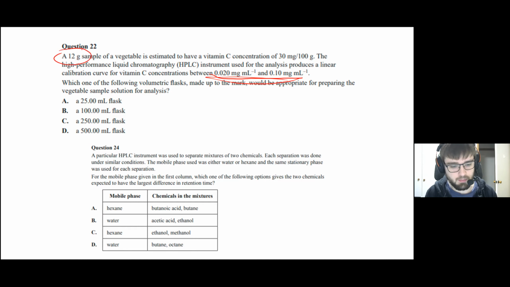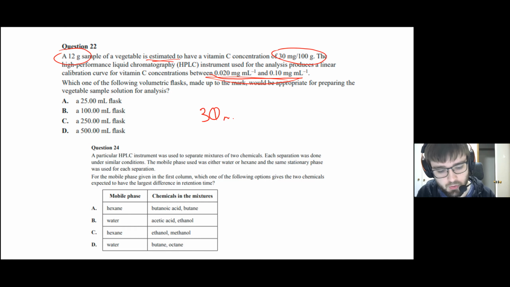So we have a 12-gram sample of a vegetable and we know that it's estimated that this is the case. So this is similar to when we were doing our titrations. We might estimate the volume that we need to add beforehand, just so that we know that we're kind of in the ballpark, even if we haven't done the analysis yet. So if we're saying that there's probably about 30 milligrams in 100 grams, and we have 12 grams, then we should be able to find out how many there would be.